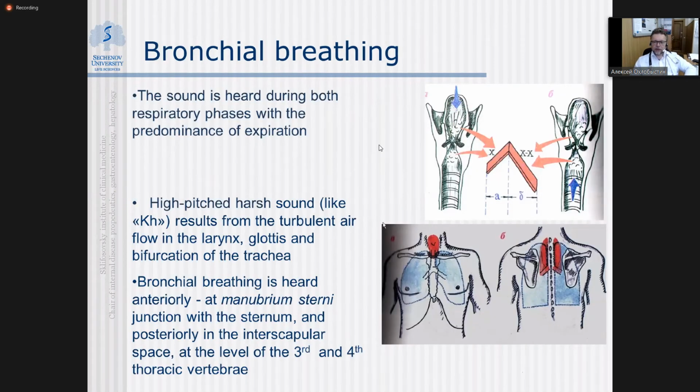Bronchial breathing is sound produced in the larynx and trachea. It should be heard only over the larynx and trachea with its bifurcation. So it should not be heard over the lung fields. So that will be the areas where bronchial breathing should be heard.